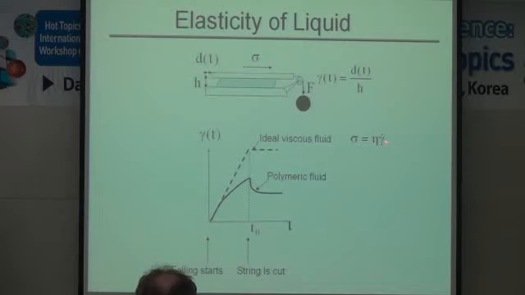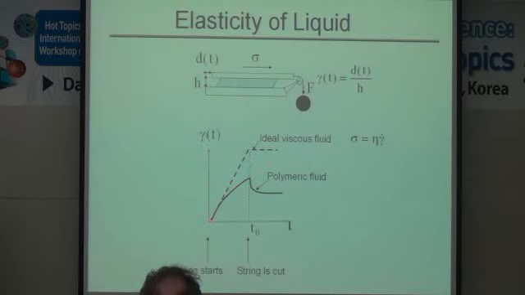So here I am considering the following experiment. I put a weight here, so the shear stress sigma is constant, and therefore gamma dot is constant, and therefore the shear strain increases linearly in time. This is the behavior of the Newtonian fluid.